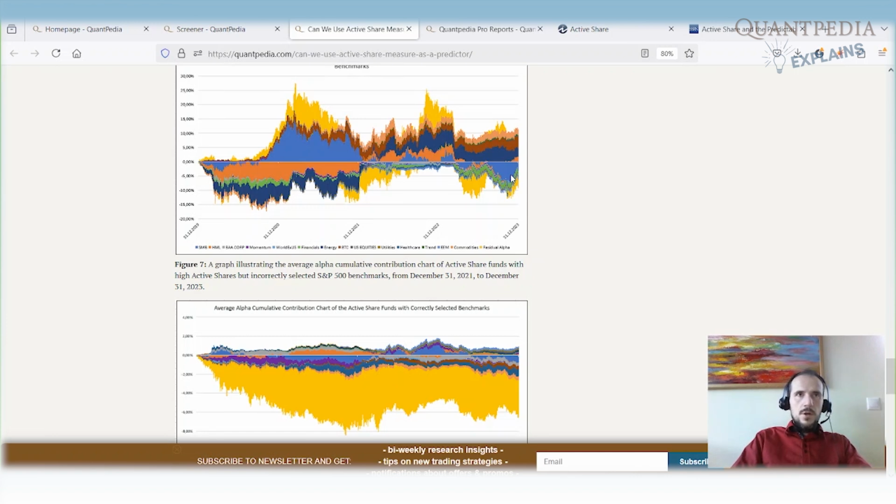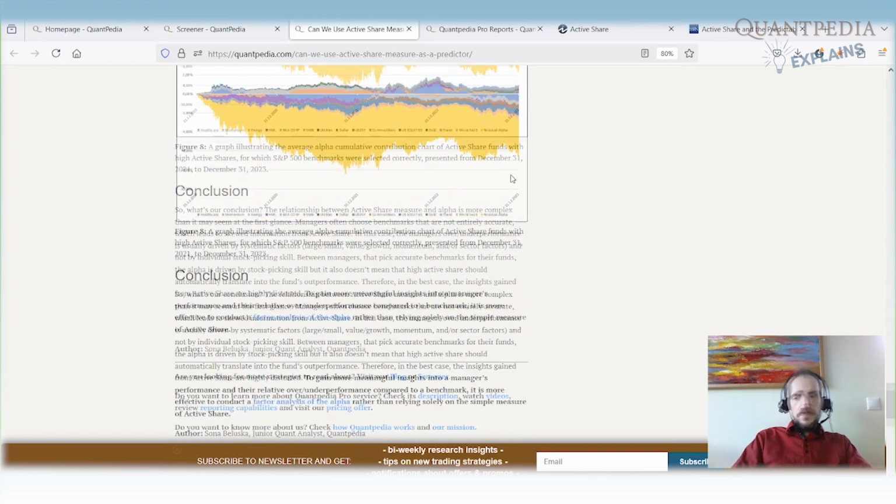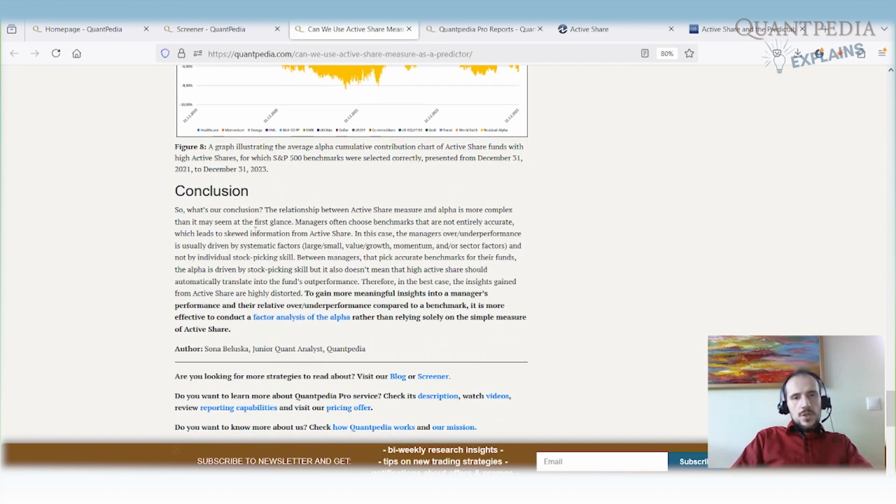They had a very high active share, but the active share was caused because they incorrectly picked the benchmark. What's our conclusion? The relationship between the active share measure and alpha is more complex than it may seem at first glance. What is very often the problem is that managers often choose benchmarks that are not entirely accurate, and this leads to skewed information from the active share.